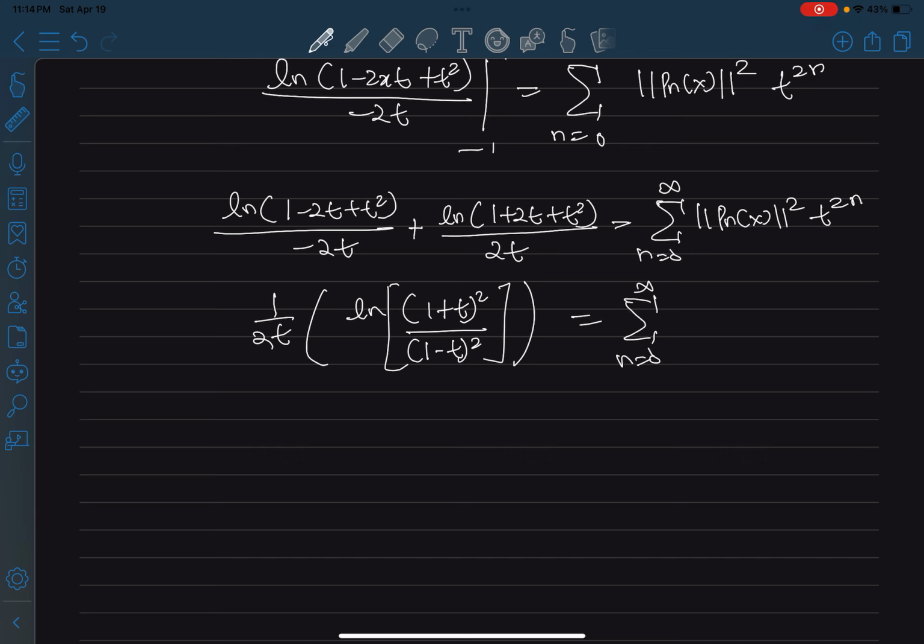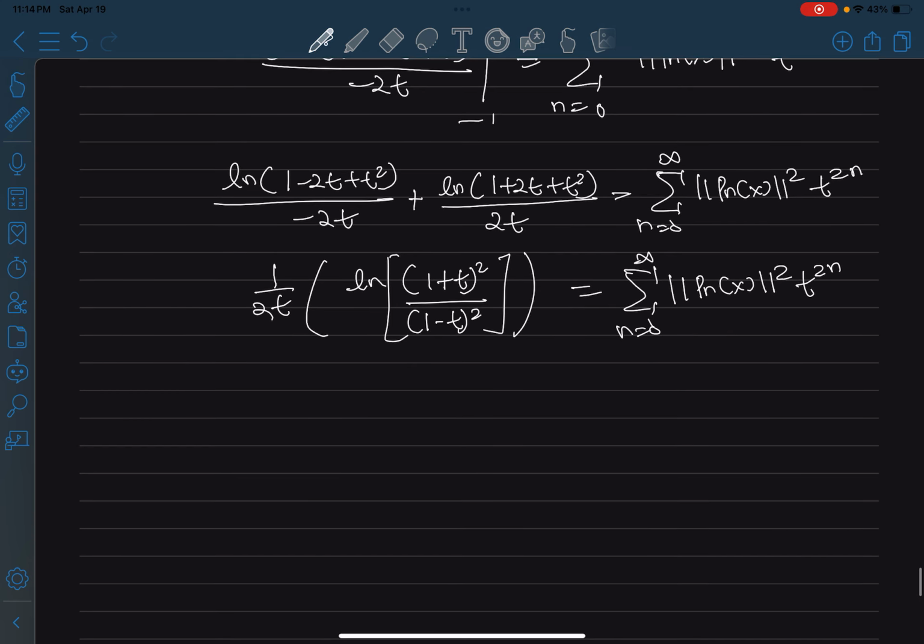Sum from n equals 0 to infinity of the norm of P_n(x) squared t to the power 2n. Now I can take the squares out and cancel with the 2 in the denominator. So that gives us (1/t) ln((1+t)/(1−t)), right? And this is the sum from n equals 0 to infinity of the norm.